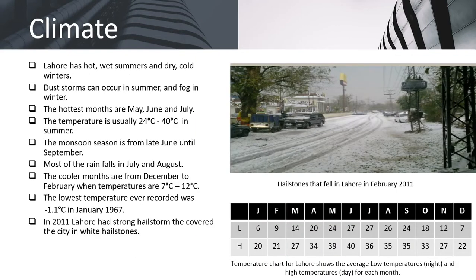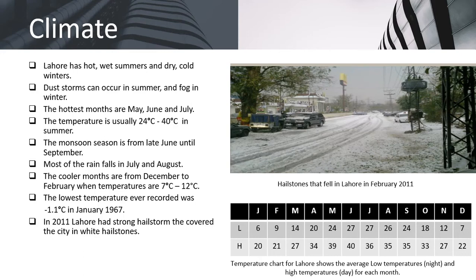Climate. When we talk about the climate, Lahore has hot, wet summers and dry, cold winters. Dust storms can occur in summer and fog in winters. The hottest months are May, June, and July, and the temperature is usually 24 degrees Celsius up to 40 degrees Celsius in summer. The monsoon season is from late June until September, and most of the rain falls in July and August. The cooler months are from December to February, when temperatures are 7 degrees Celsius to 12 degrees Celsius.